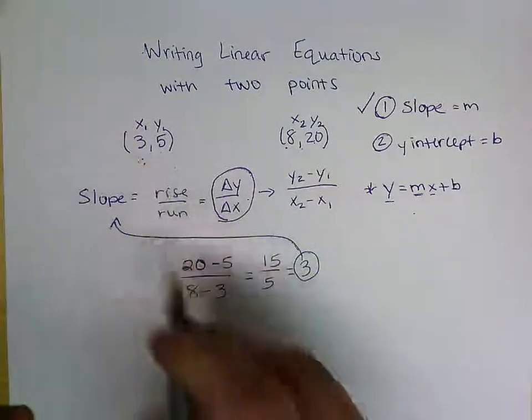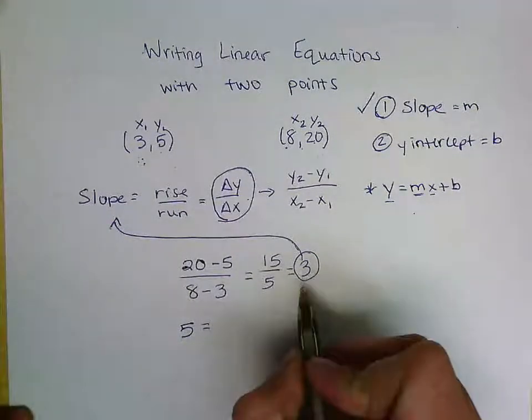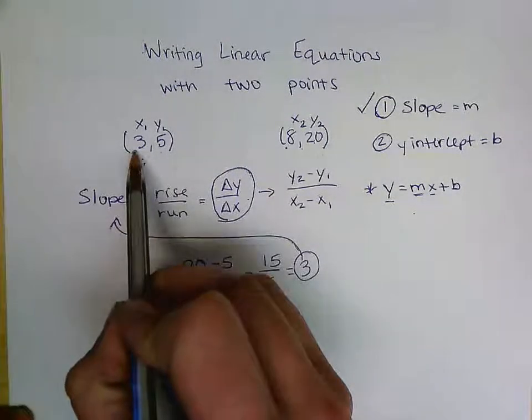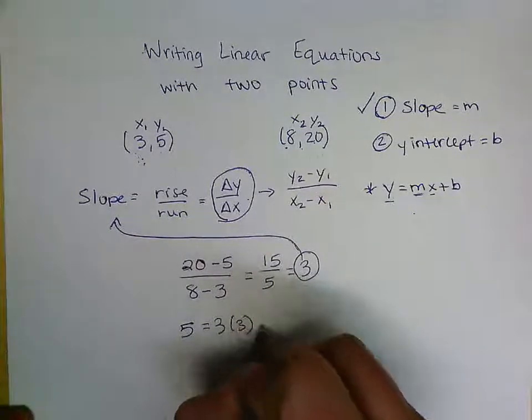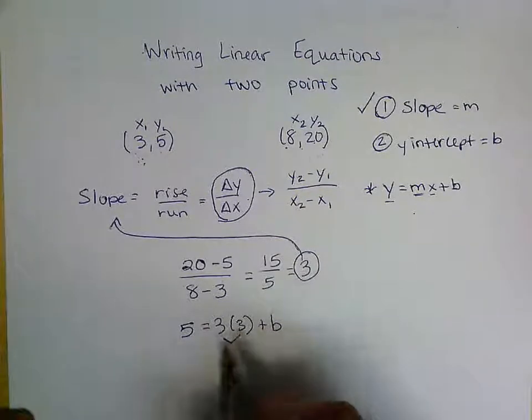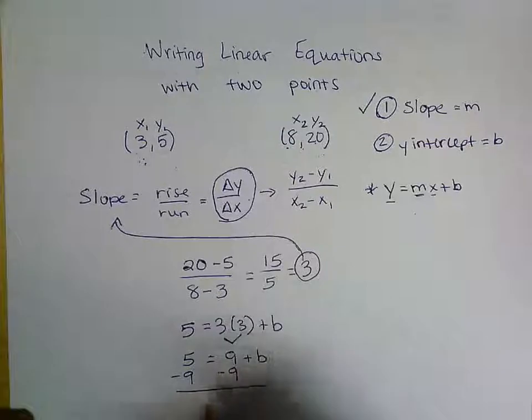So using this first point, y is 5, and that's equal to m, which I just solved for in my slope, which is 3, times, in this case, my x, which is also 3, plus b, which I still don't know. So now I can simplify this. 3 times 3 is 9, and to get 9 to the other side, I can think what 9 plus what equals 5, or I can take 9 and subtract 9 to neutralize it. Then I have to subtract 9 from the other side, and I end up with b equals negative 4.